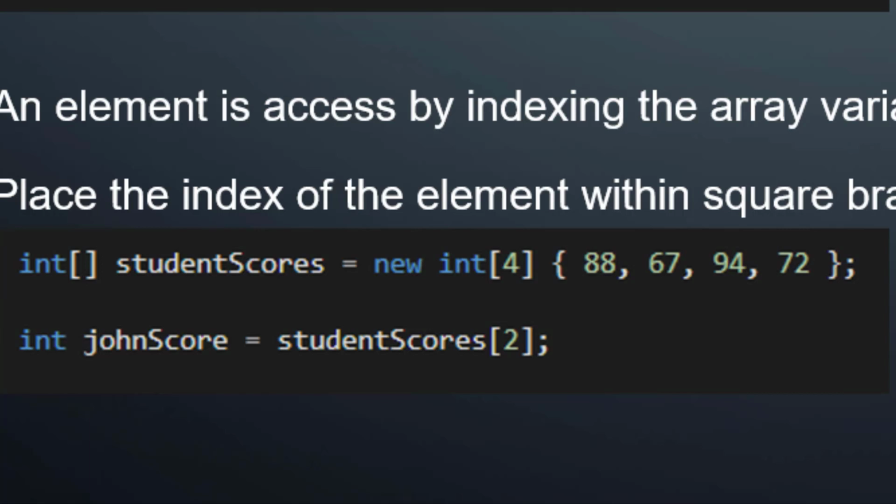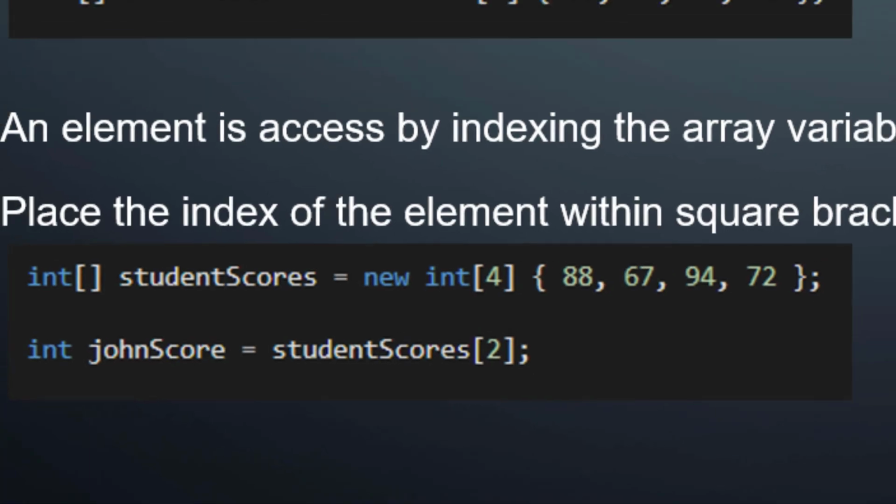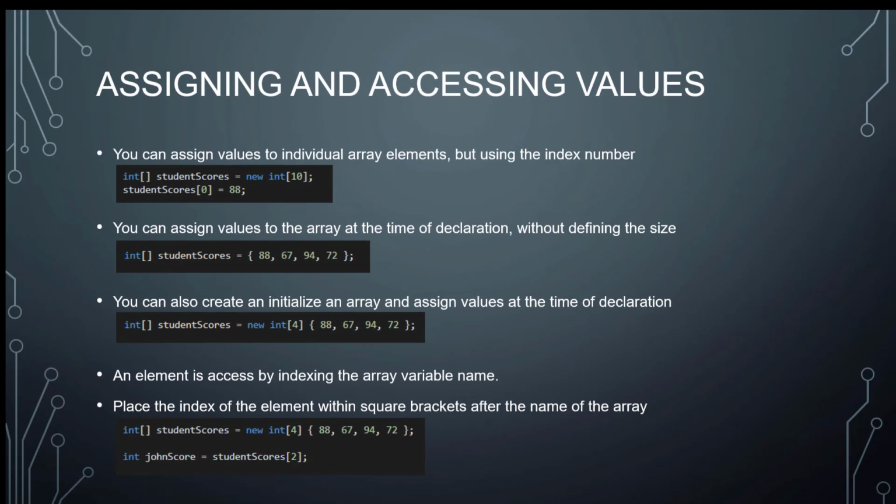Index 2 would represent the 3rd element, because remember, it starts at 0. So the first element would have a value of 88. The second element would have a value of 67. We're going to take the value of 94 and assign it to John's score. I hope this makes sense.